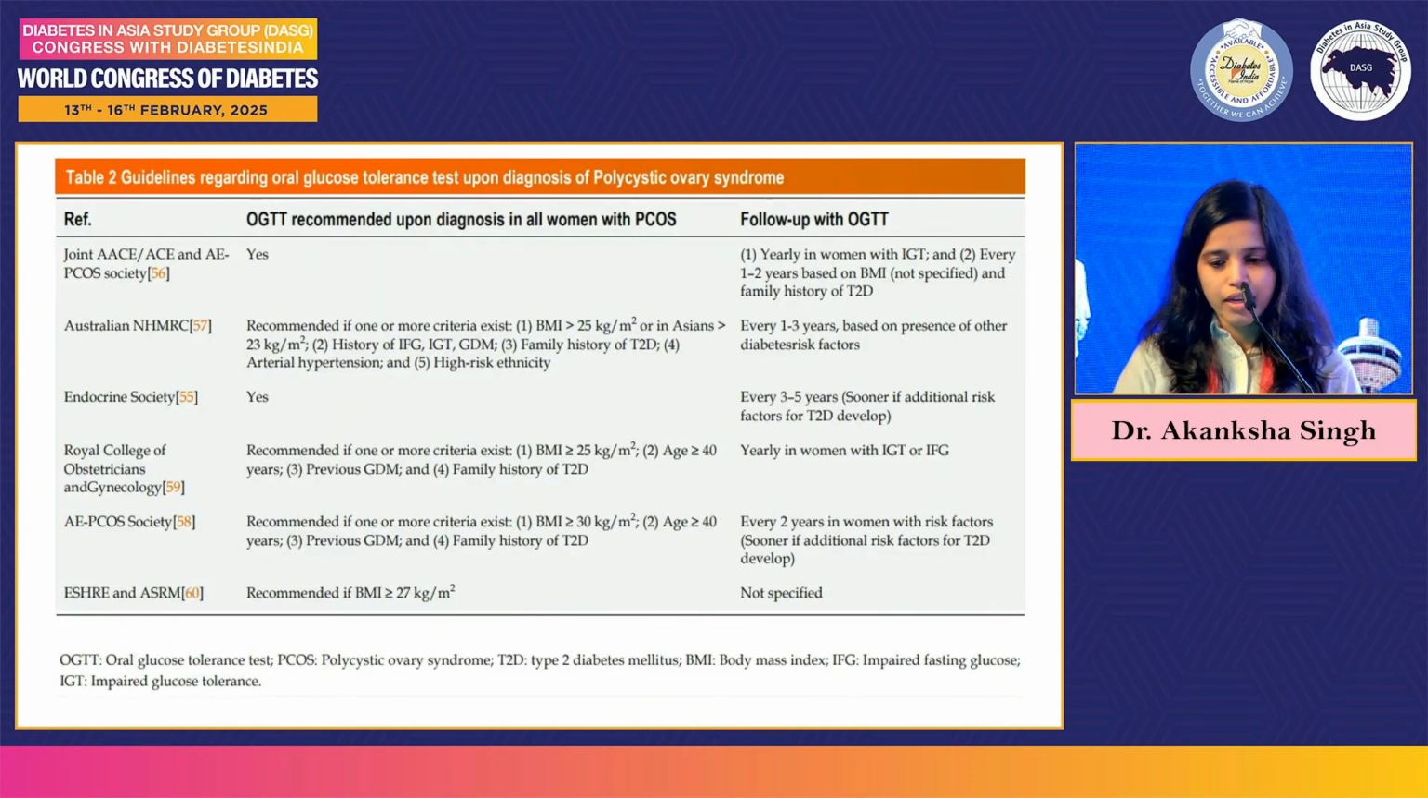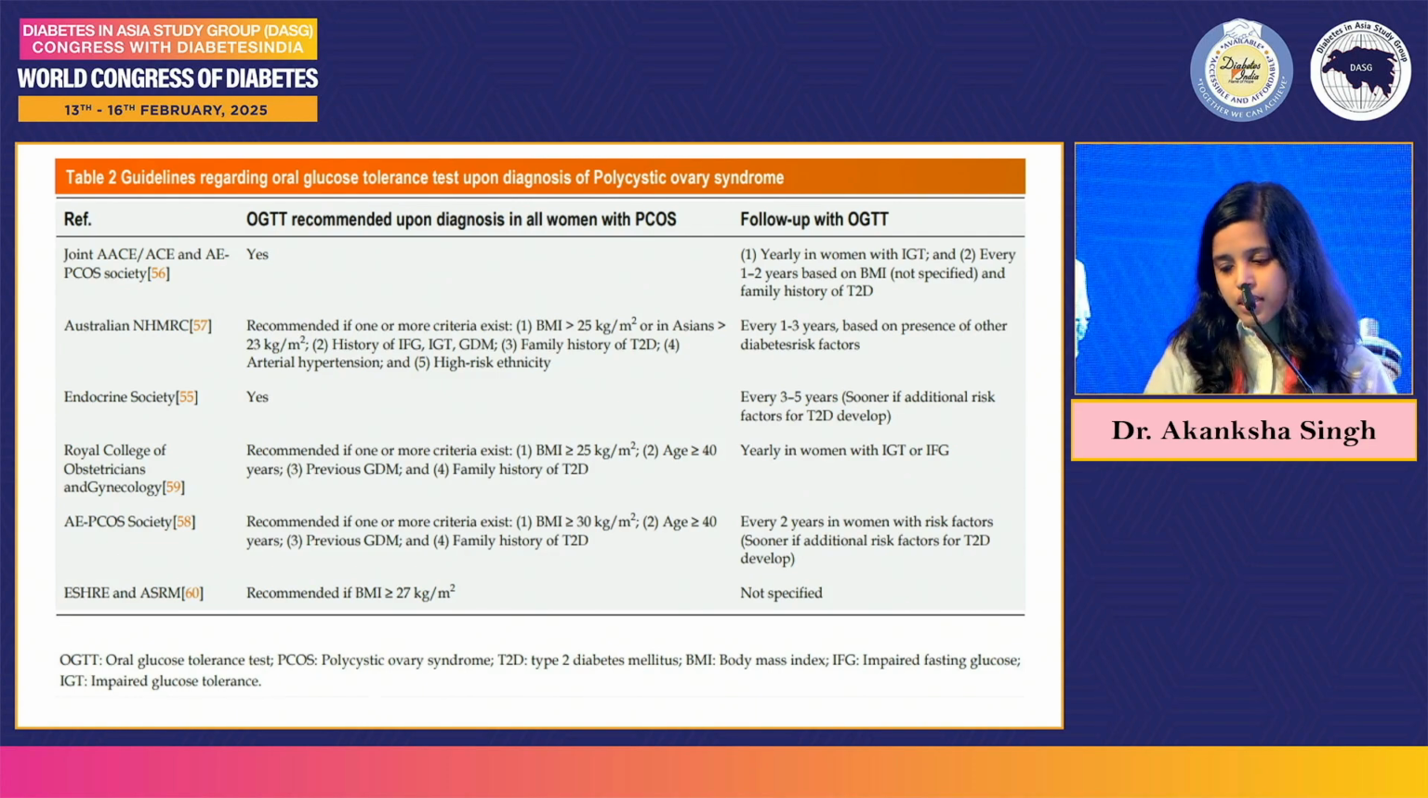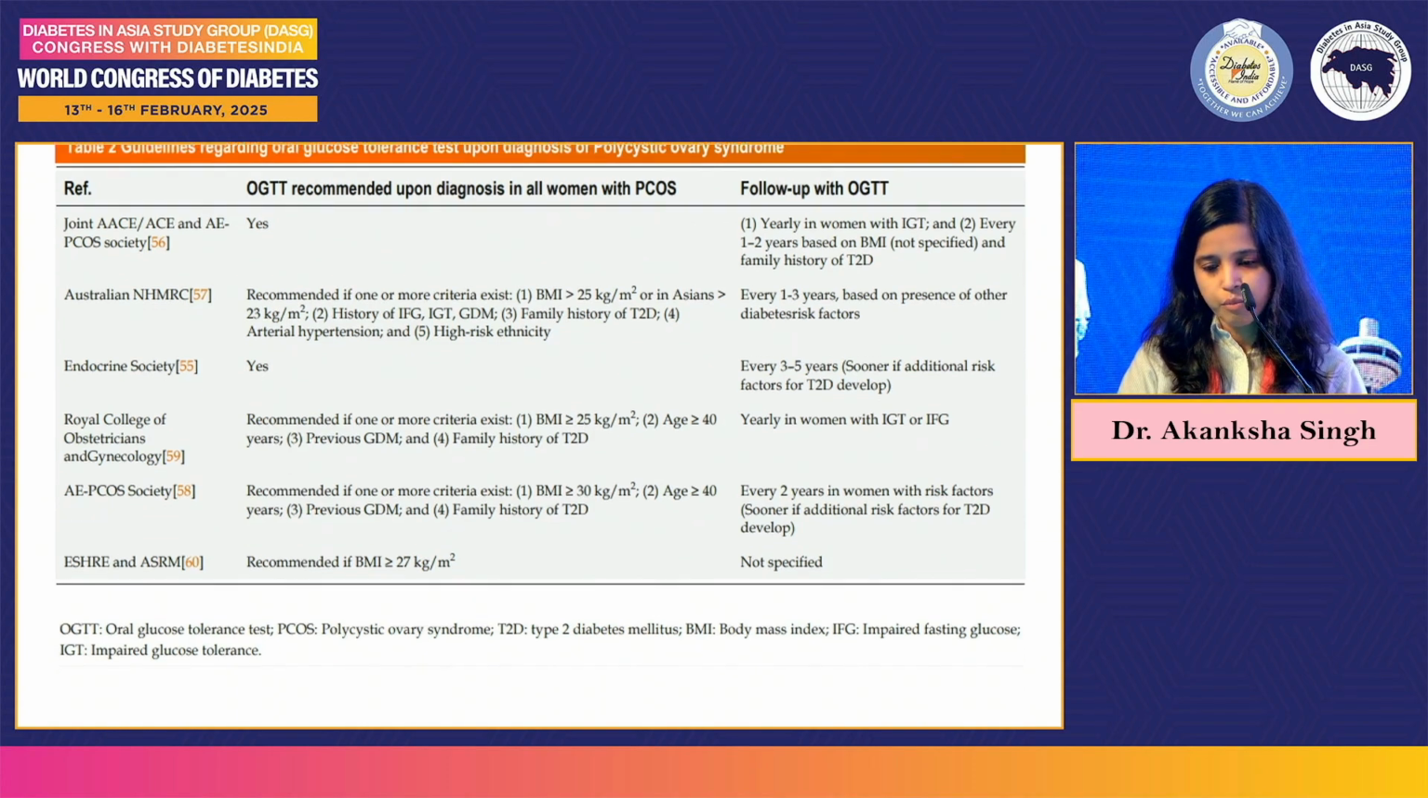So what are the guidelines regarding doing an oral glucose tolerance test in a case of PCOS? According to the Royal College of Obstetricians and Gynaecologists and the International Diabetes Federation, any patient in whom we can see one or more criteria, that is BMI more than 25, age more than 40, previous history of gestational diabetes, or any family history of diabetes, it should be done at the time of presentation. And if the patient is having impaired glucose tolerance or impaired fasting glucose, then it should be repeated yearly.